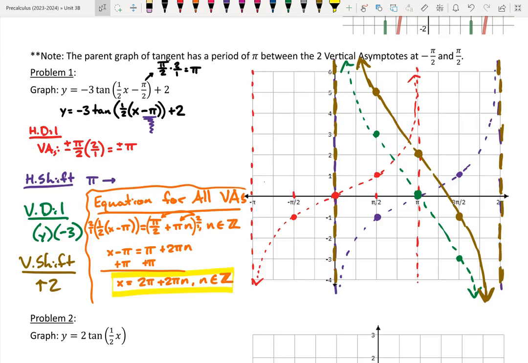So I want you guys to go ahead and try problem 2. Go ahead and graph it. Go through your different transformations and graph your graph. And then see if you can get that equation for all the vertical asymptotes. All right? So take a few minutes and try that out.